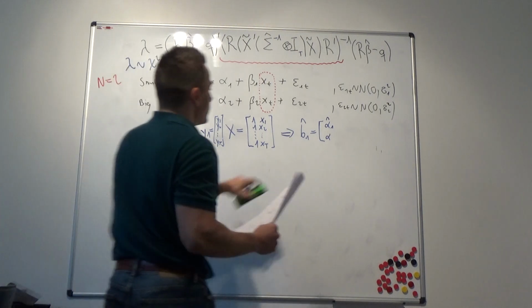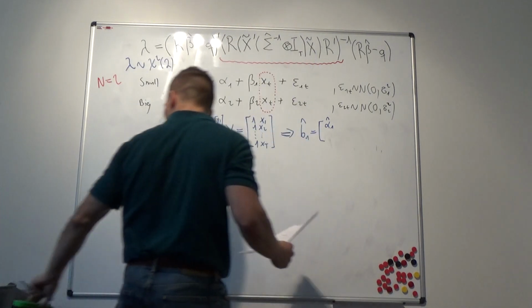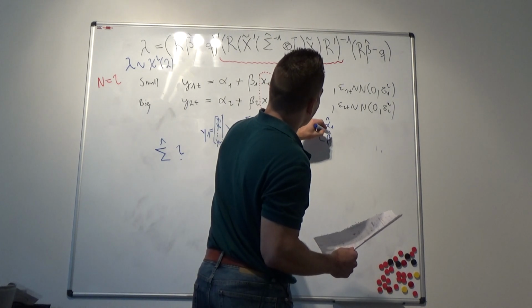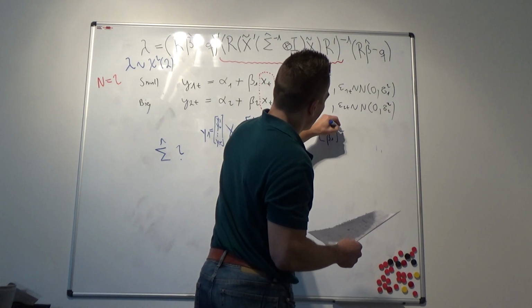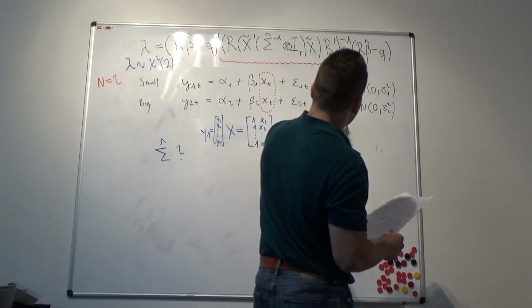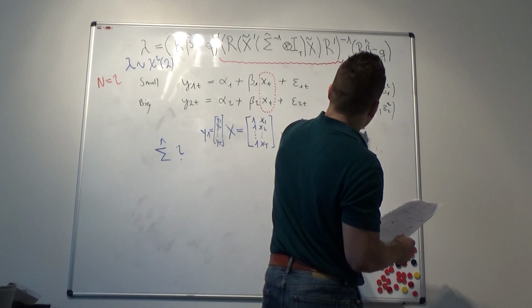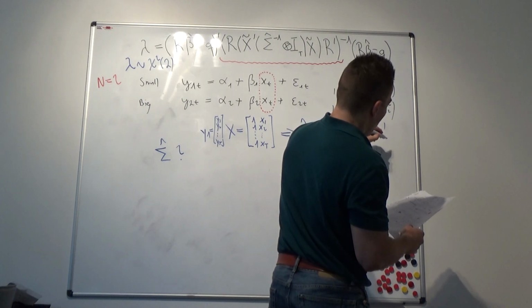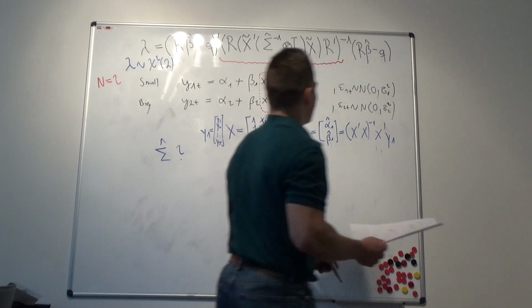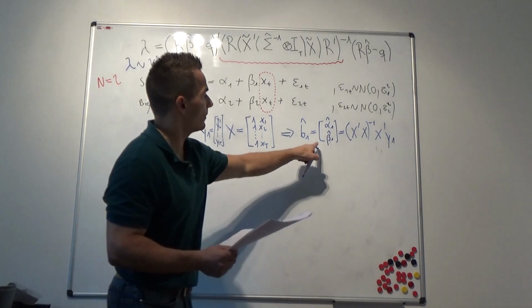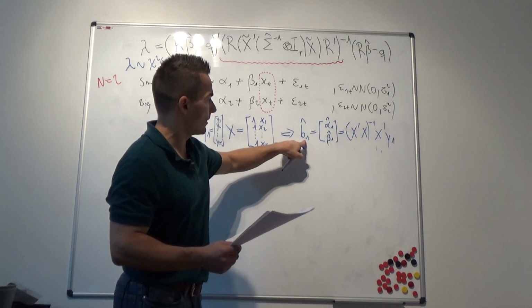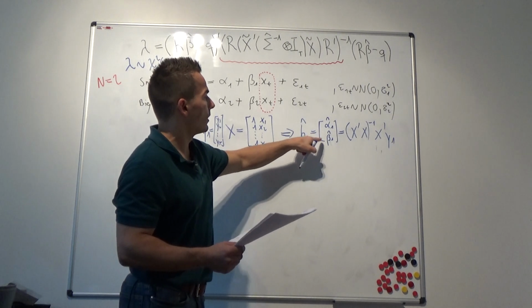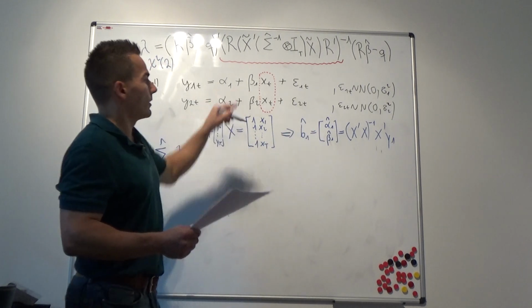For beta 1, again we use our standard formula: X transposed X inverted, X transposed y1. What we get is the corresponding point estimator b1 hat, and b1 hat is a 2×1 vector containing these two parameters that we estimated.